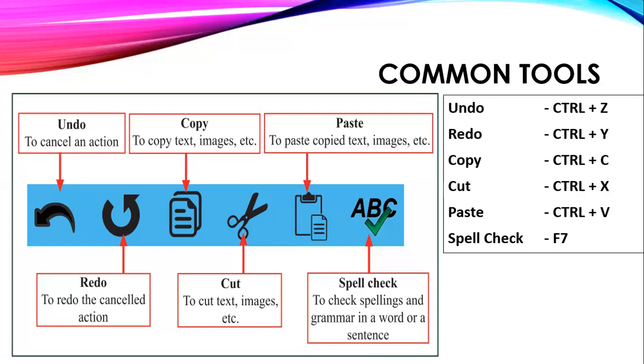Okay, right. Then sometimes you may type everything. You need to check your spellings and grammar. For checking the spellings and grammar, you can use the spell and grammar checker. For that, we are using the shortcut key F7. We are using F7 for checking spelling and grammar.